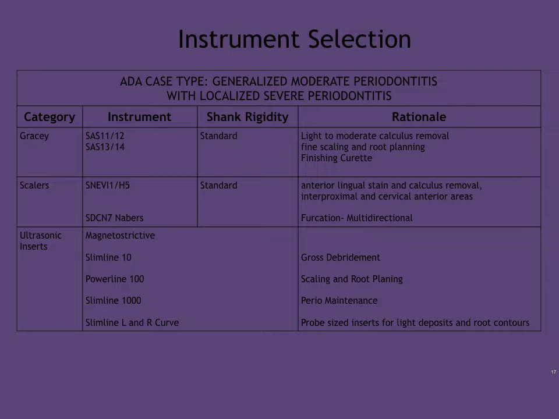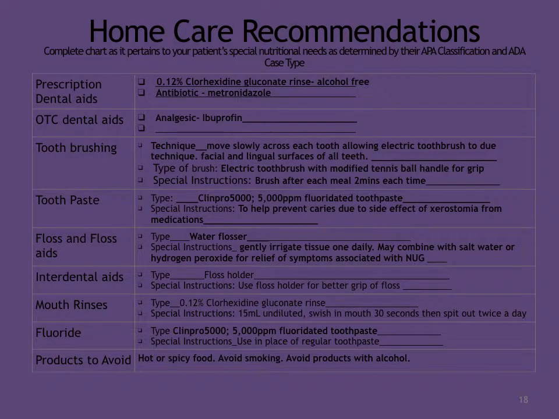For ultrasonic inserts, we have the magnetostrictive Slimline 10 for gross debridement, Powerline 100 for scaling and root planing, Slimline 1000 for perio maintenance, and Slimline left and right curve, which is a probe-sized insert for light deposits and root contours. Home care recommendations. Prescription dental aids.